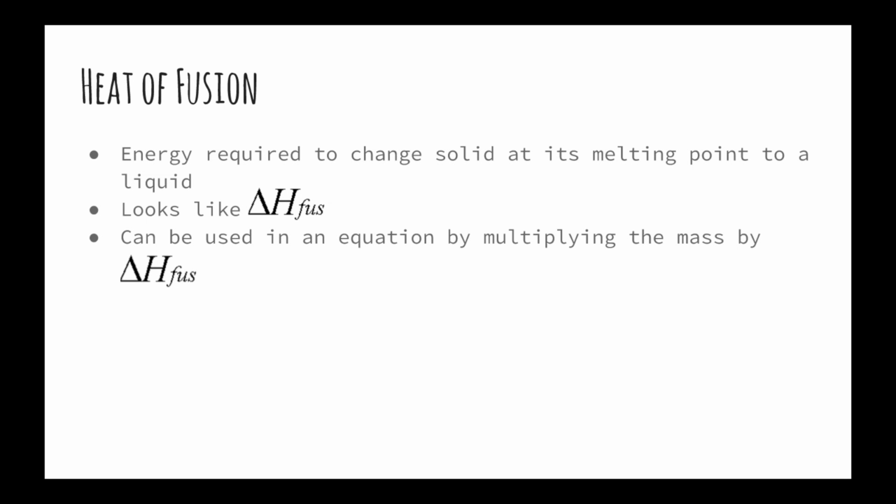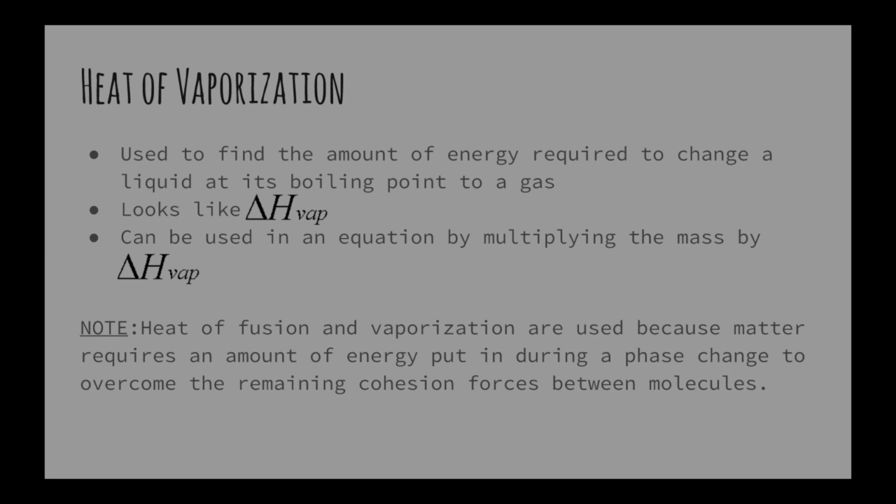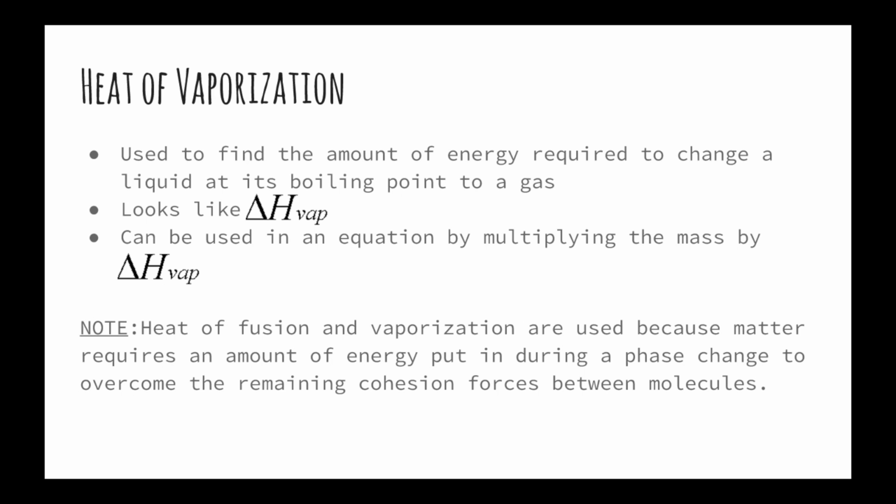When doing calculations for phase changes, we will encounter terms such as heat of fusion and heat of vaporization. They're used because matter requires an amount of energy to be put in during a phase change to overcome the remaining cohesion forces between the molecules. Heat of fusion is the energy required to change a solid at its melting point to a liquid. The heat of vaporization is the energy required to change a liquid to a gas at its melting point.